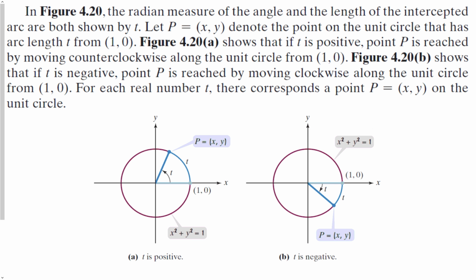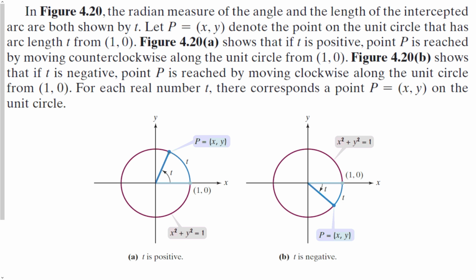Interesting stuff happens with the unit circle here. So let's see what this actually means. If we look at these two figures right here, the radian measure of the angle and the length of the intercepted arc are both shown by t. So this angle right here and this arc are going to be the same number.